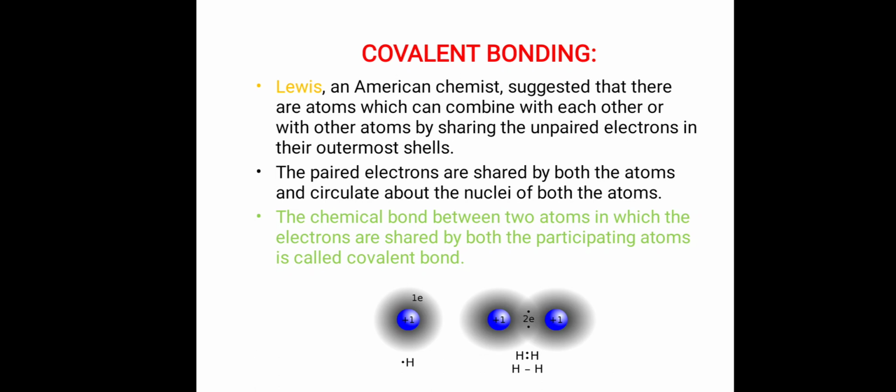Take an example of F2. The atomic number of fluorine is 9. The electronic configuration of fluorine is 1s2, 2s2, 2p5. So there are totally 7 electrons in the outer shell. The other fluorine also has 7 electrons in the outer shell. So each one gives 1 electron to form a covalent bond.